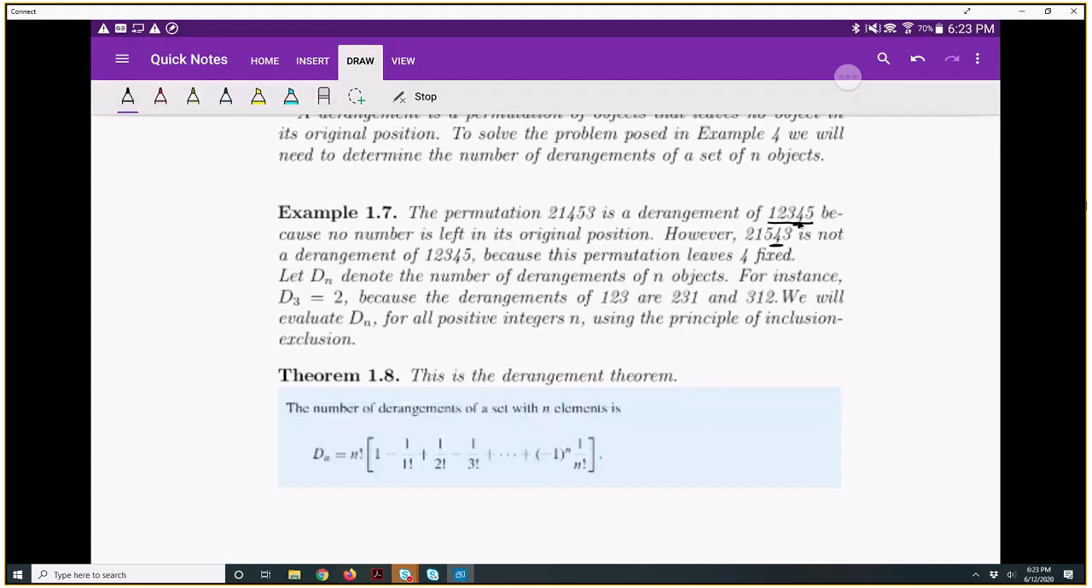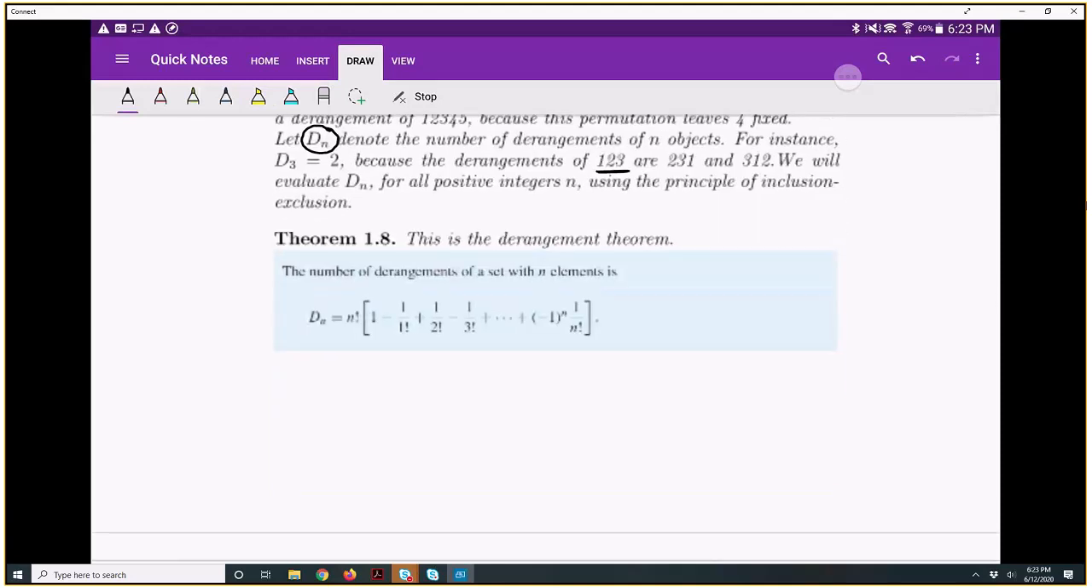So we're typically going to use this notation d sub n to denote the number of derangements of n objects. For example, the derangements of 1, 2, 3 are just 2, 3, 1 and 3, 1, 2. So there are only 2 derangements. We know that there are 6 permutations of these 3 numbers, but only 2 of them are derangements.